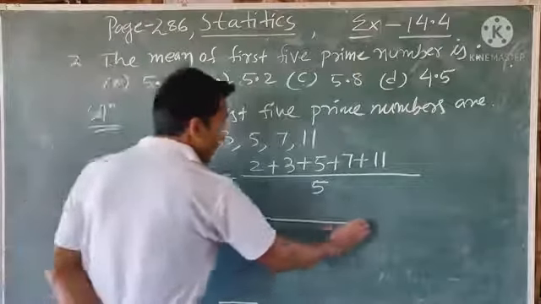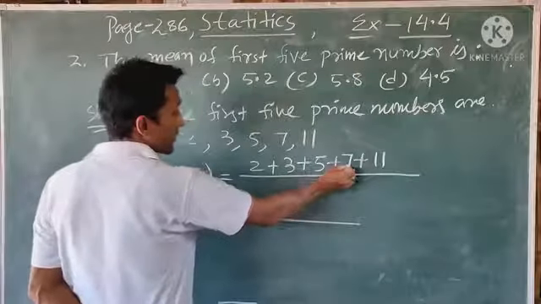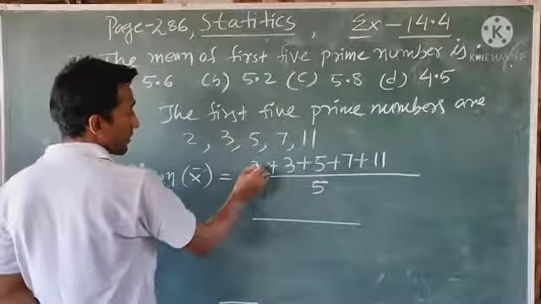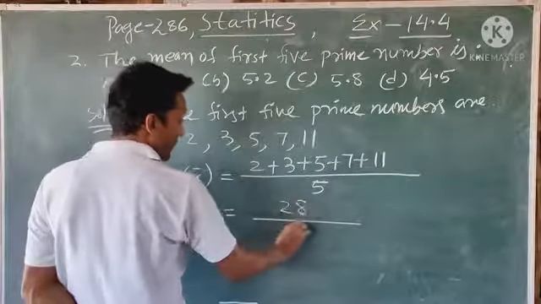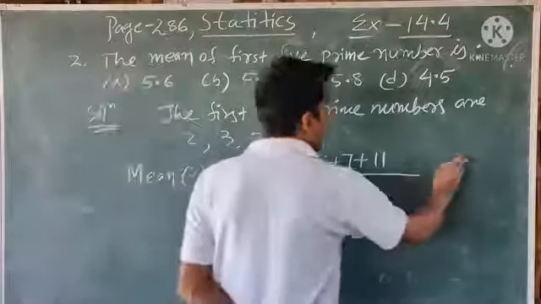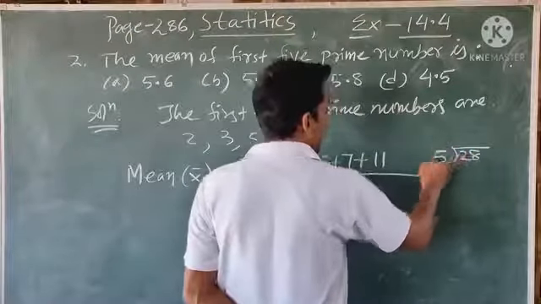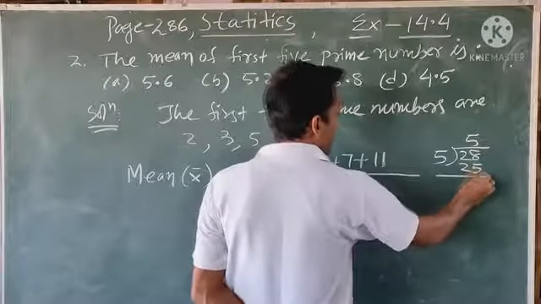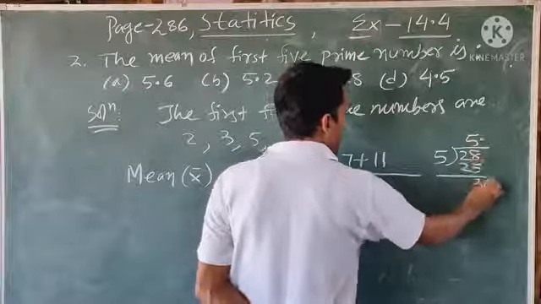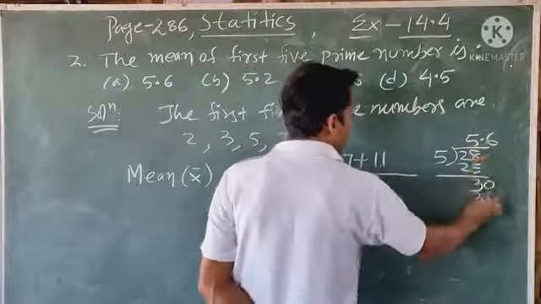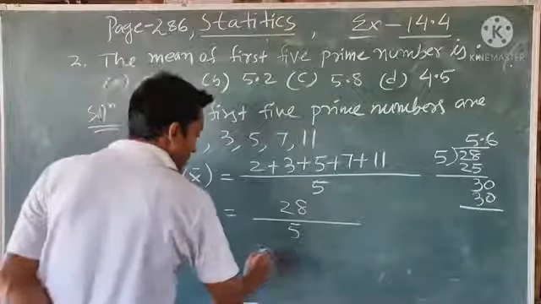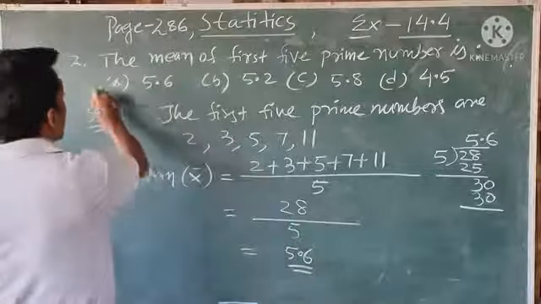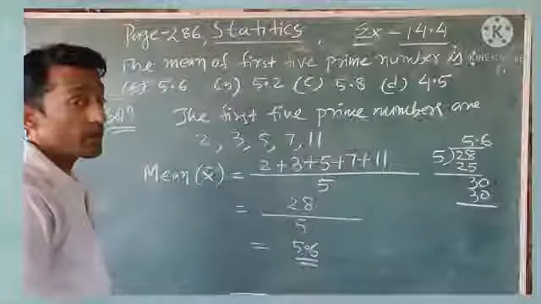So you find out the sum now. 11 plus 7 is 18. 18 plus 5 is 23. 23 plus 3 is 26. Plus 2 is 28. 28 by 5. You divide 28 by 5. We know 5 5s are 25. Now 8 minus 5 is 3. Take point, then 0. 5 6s are 30. So how much do we get? We get 5.6. So which one is the correct option? Your correct option is A.